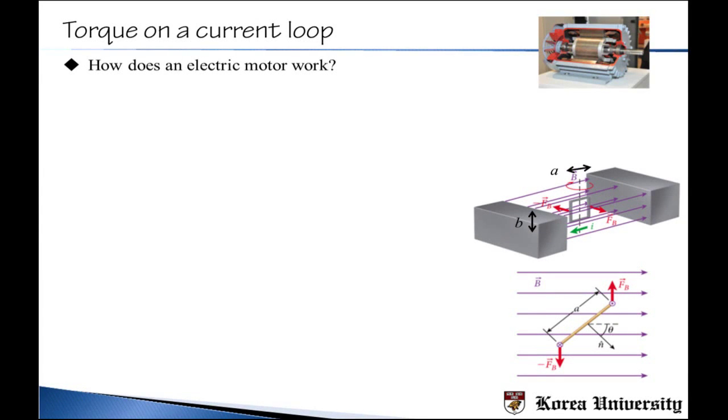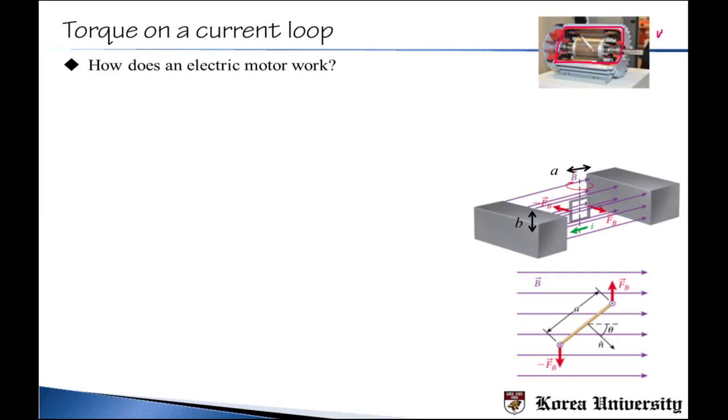Okay, in here, let's think about how an electric motor works. So, what is an electric motor? An electric motor is a device to generate rotational motion using electric current. And this is an example. And of course, in this display example, its casing is cut out so that you can see inside.